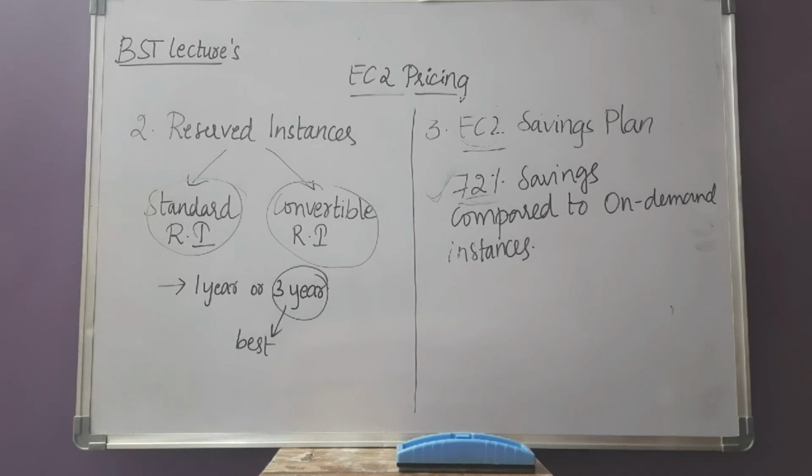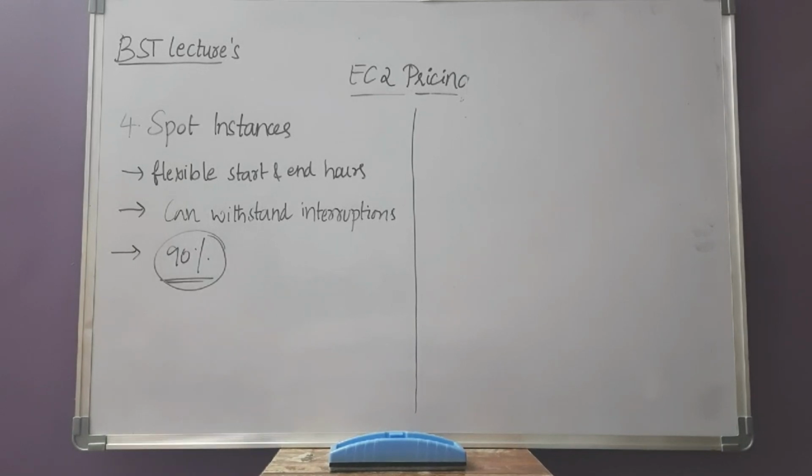Okay. Now let us see the fourth one, which is spot instances. Coming to spot instances, these are the keywords: flexible start and end hours. Spot instances are ideal for applications or workloads which have flexible start and end times, or that can withstand interruptions. This is something we don't have in on-demand instances, right? Spot instances can stand interruptions and can save up to 90% of cost compared to on-demand prices.